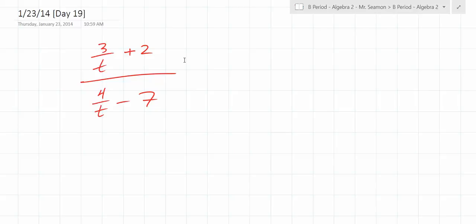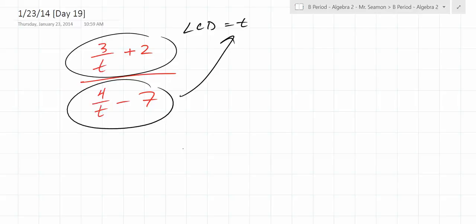There's two methods. You can either work on them separately, which is what you're proposing to do, or you can multiply everything by the common denominator, the LCD of both. What's the LCD up here? T. What's the LCD down here? Same thing. So what do you want to multiply this whole thing by? T. So if you multiply both the top and the bottom by t, what's 3 over t times t?